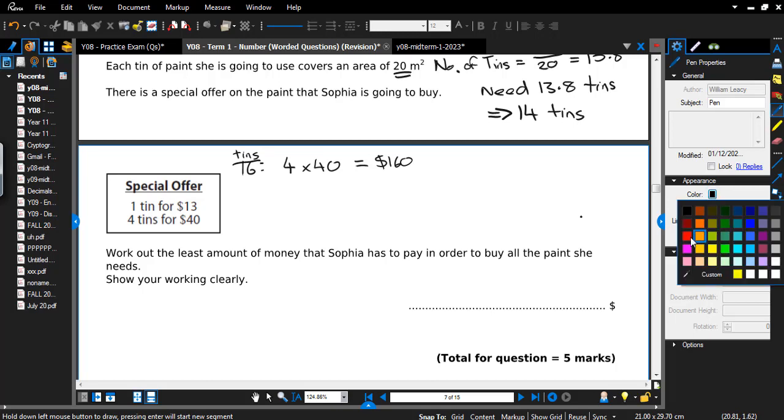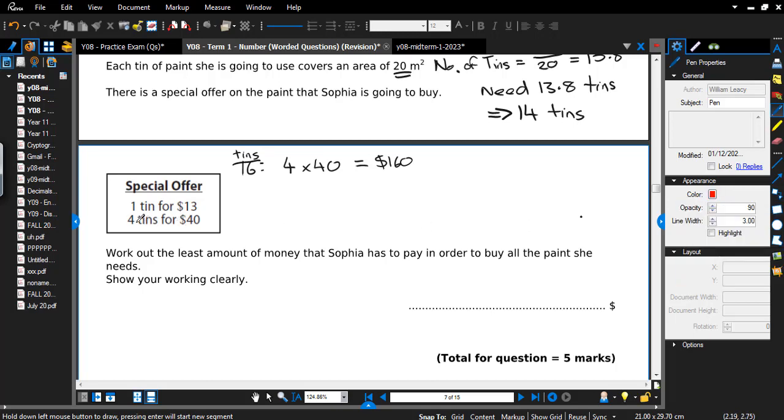But anyway, in that case, it costs us 160. Let's try a different combination. So what if we got 3 times 4 tins? That would give us 12. And then we got 2 individual tins. Let's see that. So that would give us 14. So if we got 14 tins, we could say 3 times this offer here. So it's going to be 3 times 40.